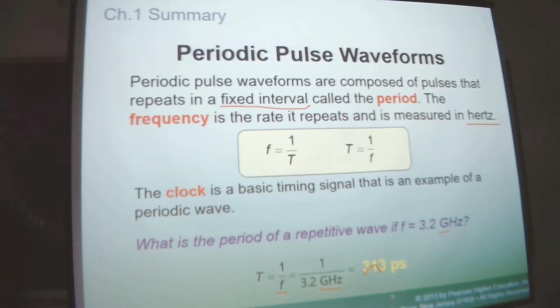1 micro is 10 to the power minus 6. 1 milli is 10 to the power minus 3. 1 tera is 10 to the power 12. 1 mega is 10 to the power 6. 1 kilo is 10 to the power 3.